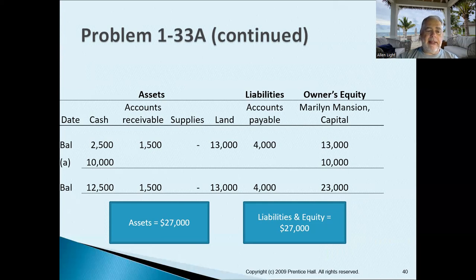Now my equation, assets equal 27,000. Here's the new balance for cash. And our liabilities plus owner's equity equals 27,000. Here's the new balance for capital.